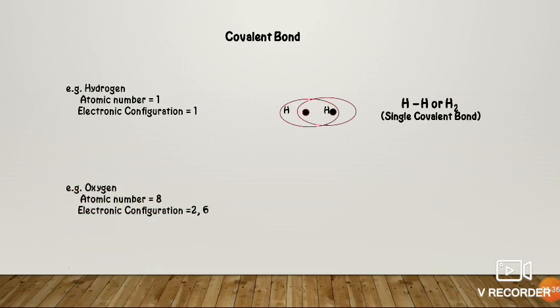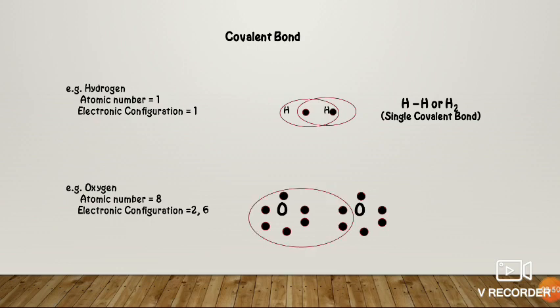Another example is oxygen. Oxygen has 6 electrons in the outermost shell. That means 1 oxygen atom needs 2 electrons to fulfill its octet. So there are 2 atoms of oxygen which each need 2 electrons. The first oxygen atom will share electrons with the second atom and the second oxygen atom will share electrons with the first atom. Since there is a sharing of 2 electrons between 2 atoms, there is a double bond between them, which is known as a double covalent bond.